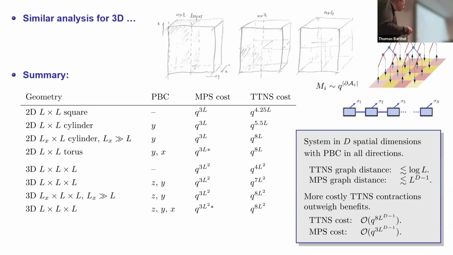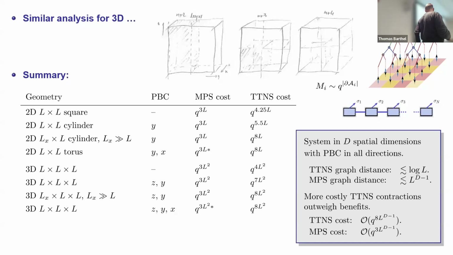So I sat down for a day and did this for 3D. Different scenarios here. You again find that the MPS win. The physically most interesting case is having periodic boundary conditions in all directions, and then you would have again this difference of factor 8 and factor 3. The difference to 2D is just that we've gone from L in the exponent to L squared in the exponent, because now the interfaces are of course planes instead of lines. Okay, so this looks pretty bleak for tree-tensor networks.